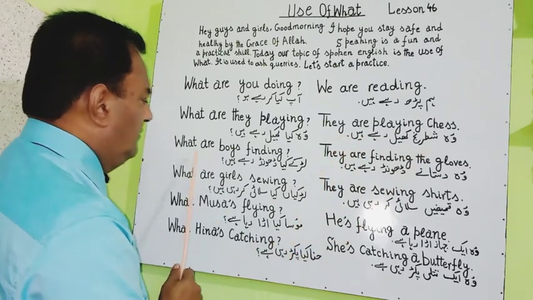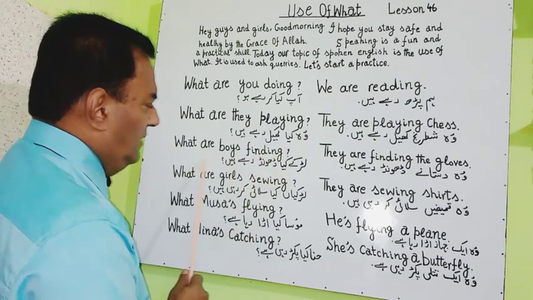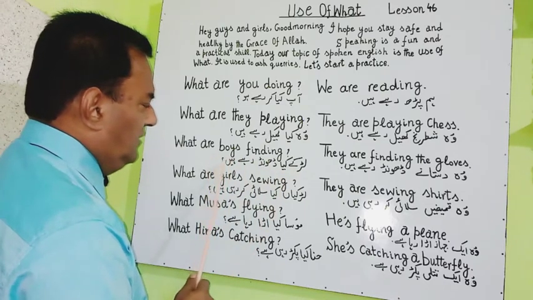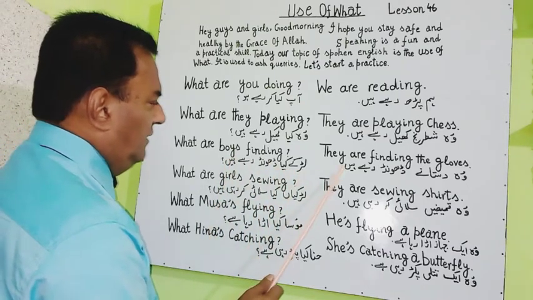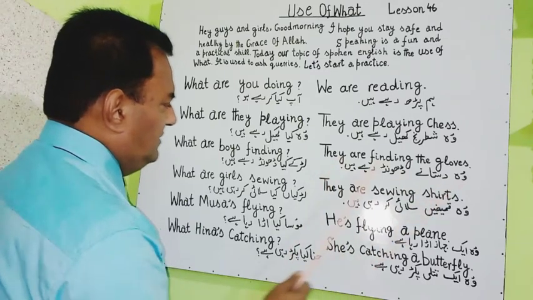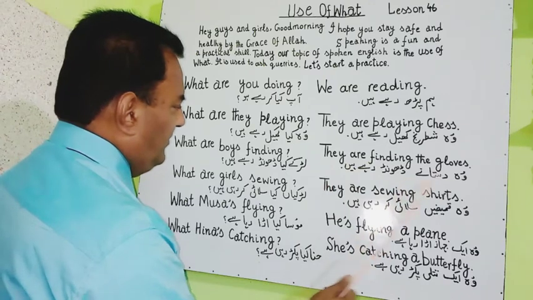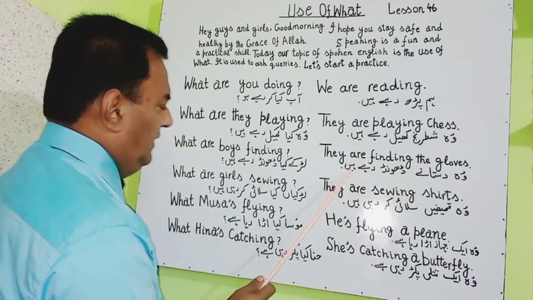Next is, what are boys finding? What are boys finding? लड़के क्या ढूंढ रहे हैं? They are finding the gloves. They are finding the gloves. वो दस्ताने ढूंढ रहे हैं.